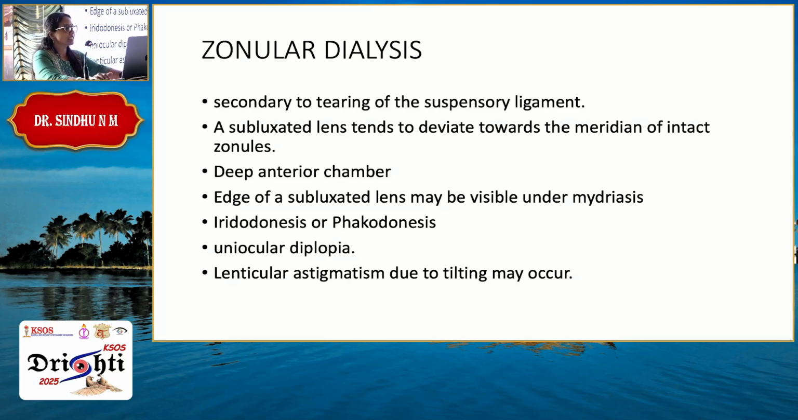Zonular dialysis is secondary to tearing of the suspensory ligament. It can be partial, causing a subluxation of the lens, or total, causing a dislocation of the lens. You will get a deep anterior chamber, iridodonesis, phacodonesis, uniocular diplopia and a lenticular astigmatism.